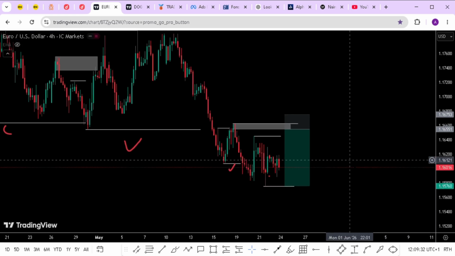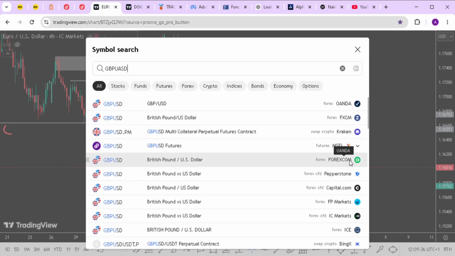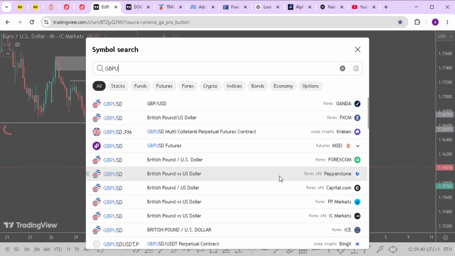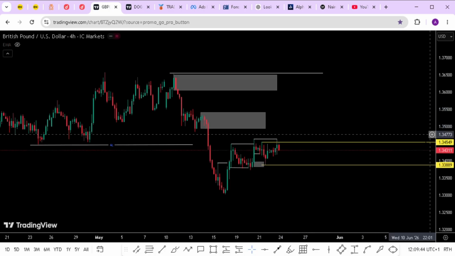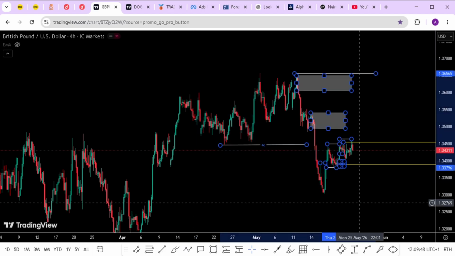The similar thing happened on GBP USD. So we don't need to stress ourselves on GBP USD. The same analysis still takes place on GBP USD.